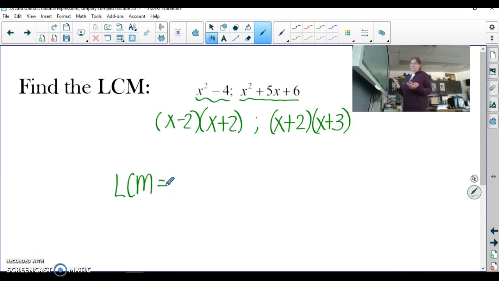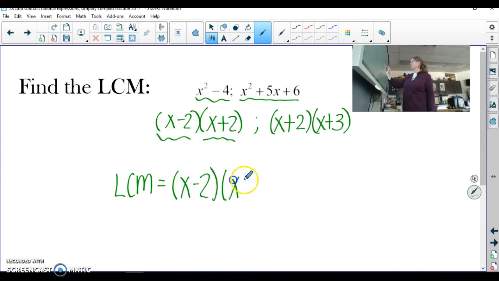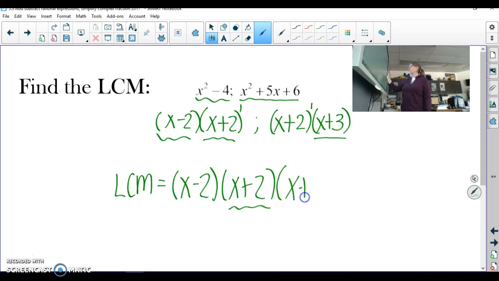All of the factors that show up in either one have to be in our least common multiple. So I need an x from over here, I need an x minus 2, and I've got x plus 2. Going to the other expression, you've got x plus 2 to the first in both of these, and the highest power is x plus 2 to the first. I don't need to multiply by another x plus 2 because it's already here. But I don't have this factor, x plus 3 to the first. So my least common multiple would be x minus 2 times x plus 2 times x plus 3.